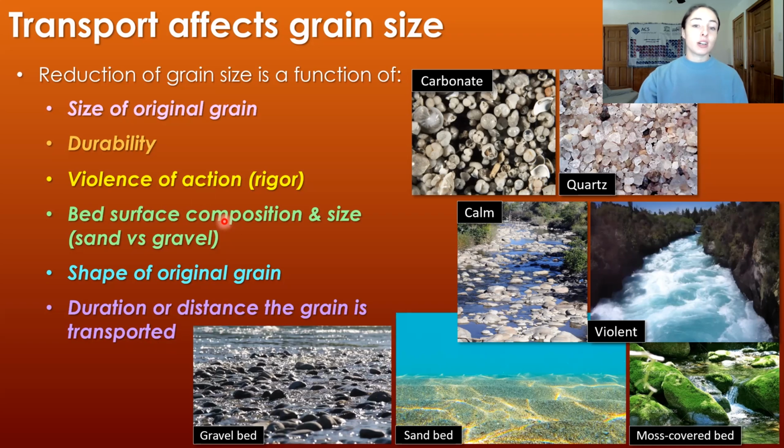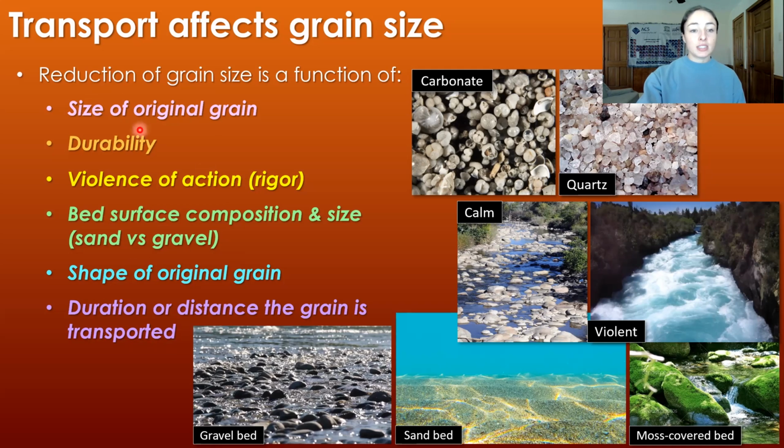Another factor that affects the reduction of grain sizes during transport is the bed surface composition and size. For example, sand versus gravel beds will have very different effects on grains that are traveling through in that water and becoming reduced. Also, you can imagine gravel beds versus moss-covered gravel beds can also have a different effect on the abrasion that's occurring to grains being traveled by that river, because anything that's moss-covered or covered by biological material is probably going to be a little bit gentler than just pure rock surfaces that are kind of going to act as like sanding down the grain in a way. Another factor that plays a role in reduction of grain size through transport is the shape of the original grain.